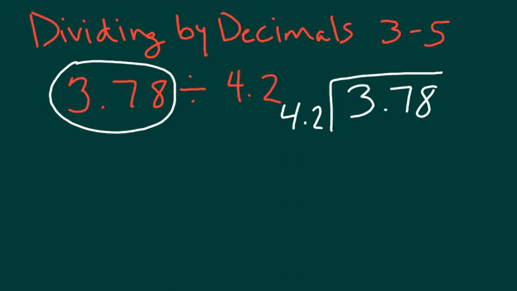Now, you can't divide with a decimal on the outside of the box. You have to move it over. So, over, over, up. So that means what you're really dividing is 42 now. You're using that. And 37.8, and there's your decimal.